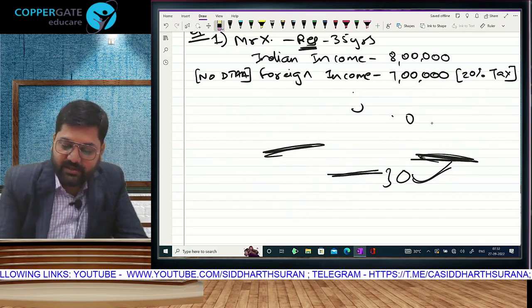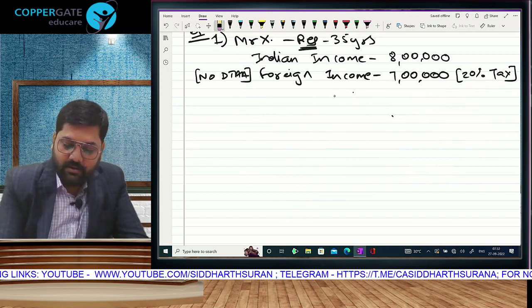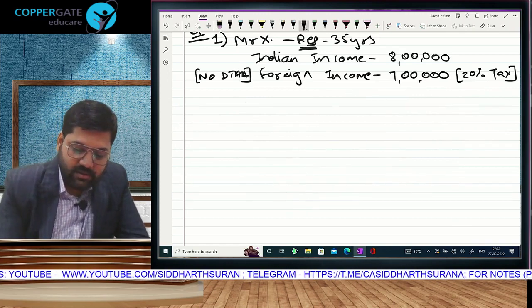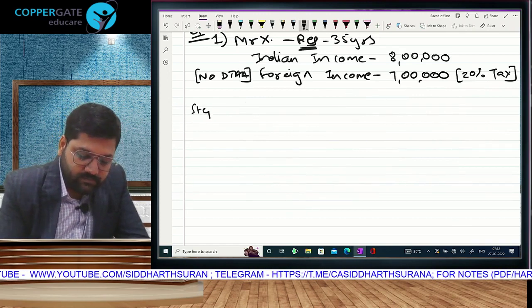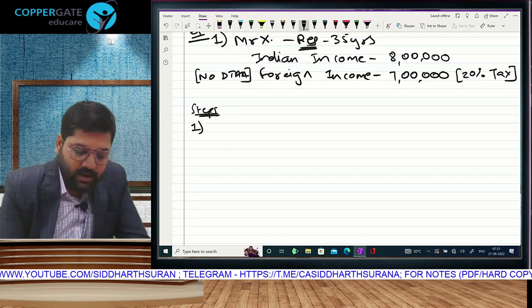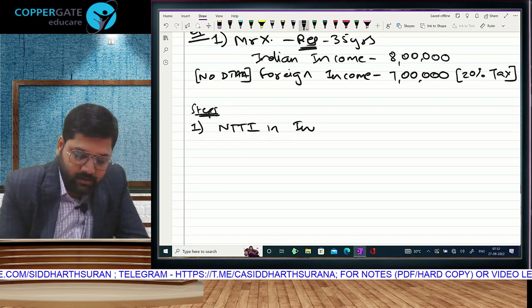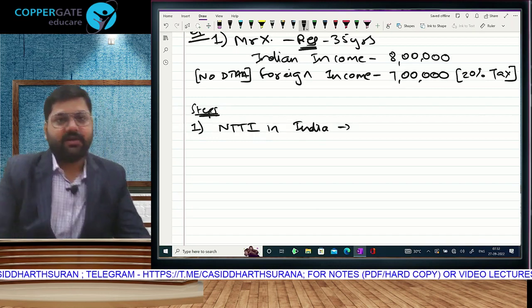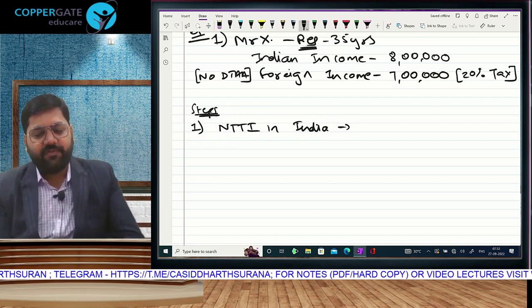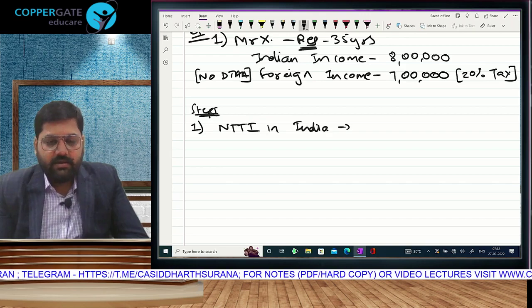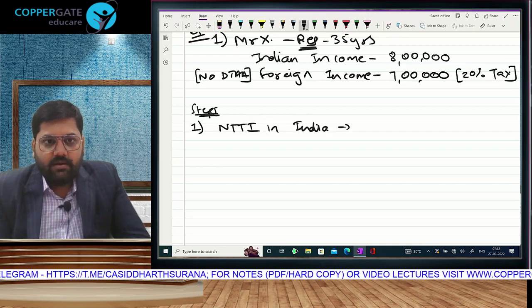What is the calculation of unilateral relief? Step number 1. Calculate the net taxable total income in India. See, relief will come at the end. Before relief, if I ask you what is the NTTI, can you try that? I'll give you options. 8 lakh, 7 lakh, 15 lakh, none of them. What is the net taxable total income in India?